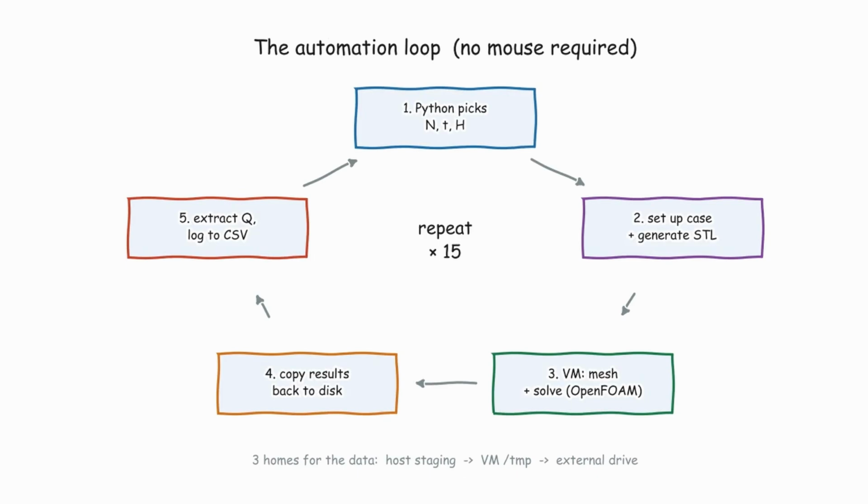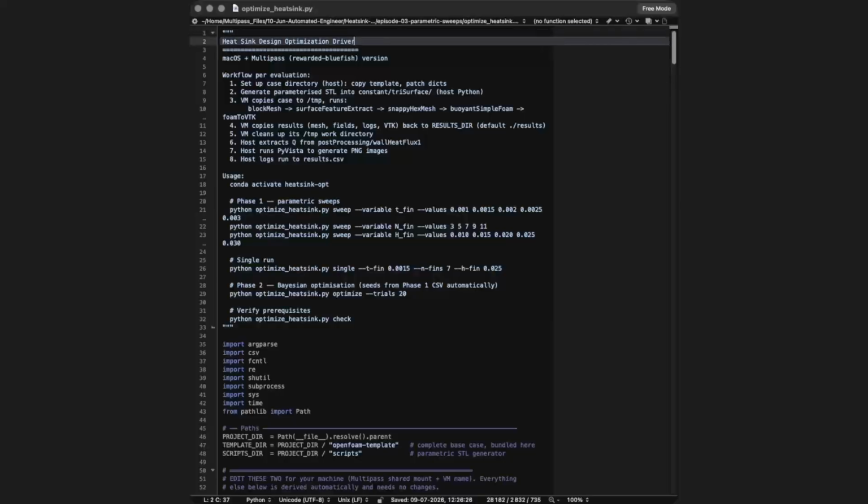Next design. Once this exists, running 15 cases is the same effort as running one. That loop is really 2 scripts talking to each other, and I want to walk through both because they are the reusable part. The first is the driver, optimize_heatsink.py. It runs on the host and it has a handful of small, honest functions. Setup_case copies the template and patches the dictionaries for this design. Generate_stl turns the 3 numbers into a heatsink STL.